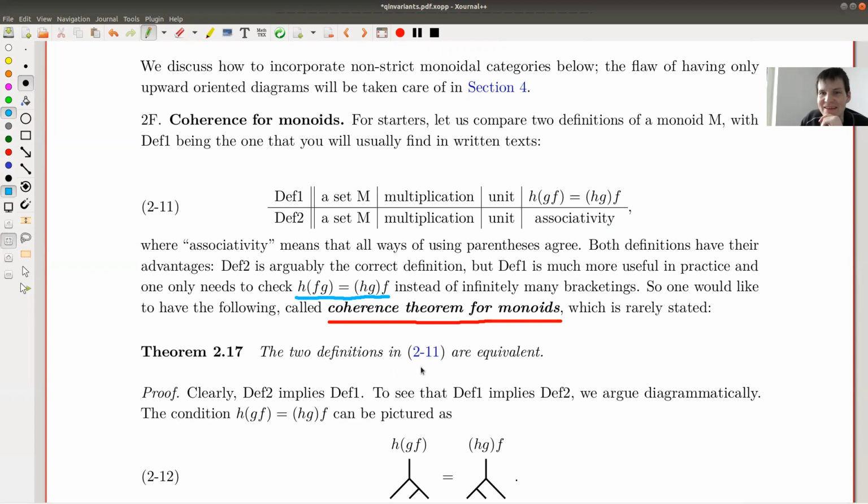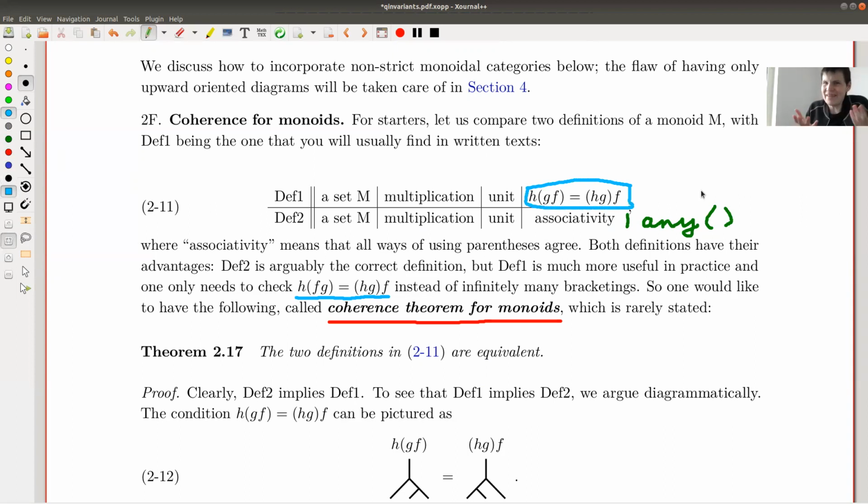What you really should say is, well, you have definition one. That's the one you're usually presented in your first class on groups, rings, linear algebra, wherever you see it. You have a set, you have a multiplication, you have a unit, and you have this equality. What you really should say is you have a set, you have a multiplication, you have a unit, and you have associativity. And this means not just the threefold bracket, the twofold bracketing being the same, but any bracketing is the same. This is just the twofold bracketing.